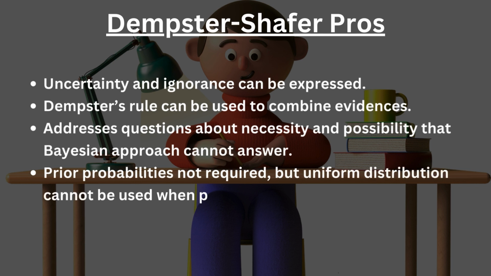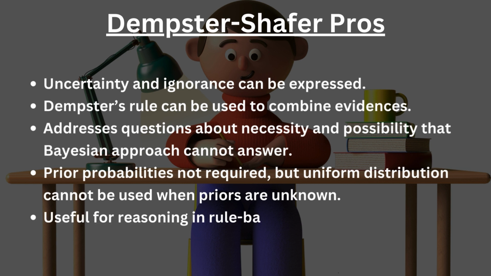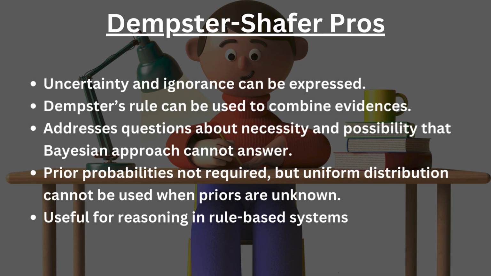It can address questions related to necessity and possibility, providing a more nuanced perspective compared to the Bayesian approach. This is particularly valuable in situations where reasoning about uncertainty and possibility is crucial, but unlike Bayesian methods, DST does not require prior probabilities. This can be advantageous in scenarios where obtaining reliable priors is challenging or impossible.